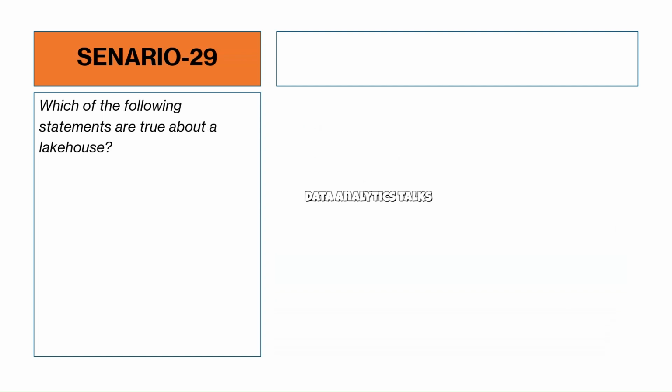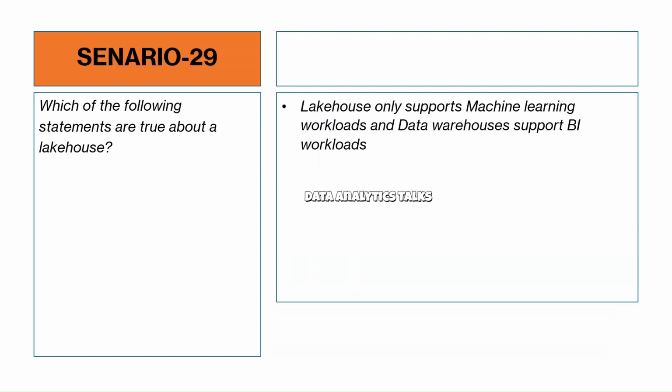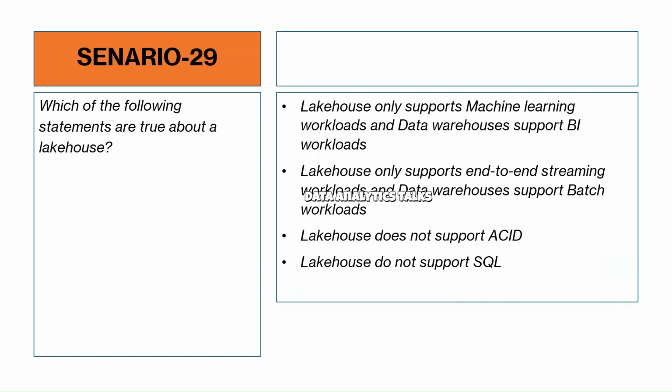Then coming to scenario 29: which of the following statements are true about Lakehouse? We have seen many true or false questions about Lakehouse, so remember, you have a lot of questions related to this. Lakehouse only supports machine learning workloads and data warehouse supports BI workloads. This is not correct. Lakehouse only supports end-to-end streaming workloads and data warehouse supports batch workloads. This is also not correct. The Lakehouse does not support ACID. Not correct. Lakehouse does not support SQL. That's also not correct. Lakehouse supports transactions. That is correct.